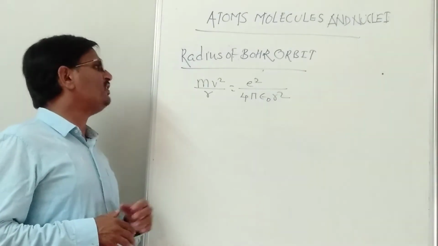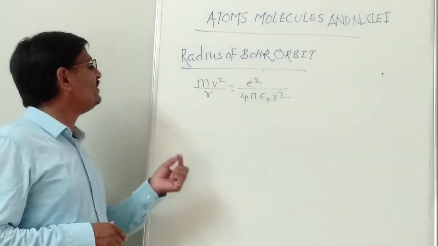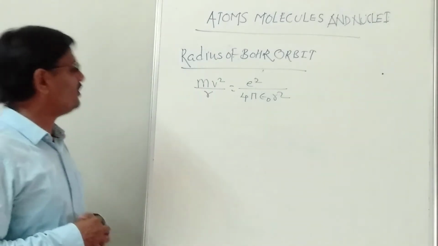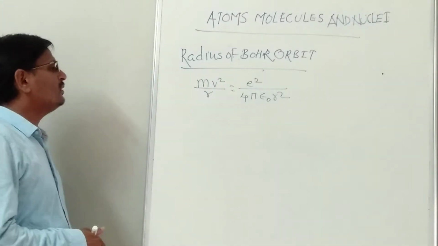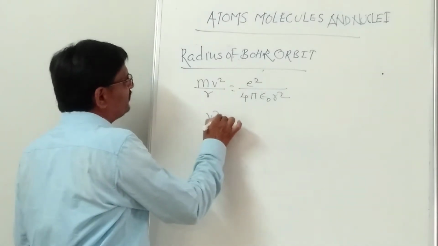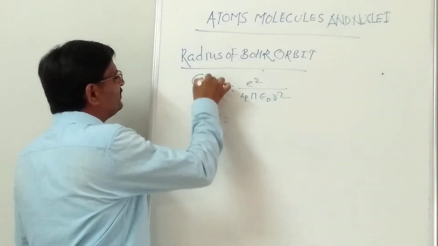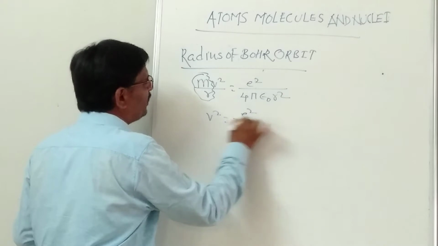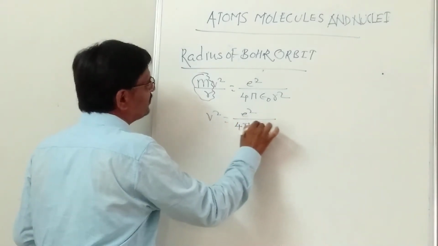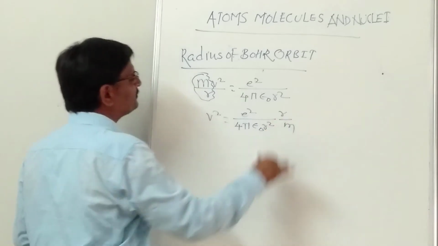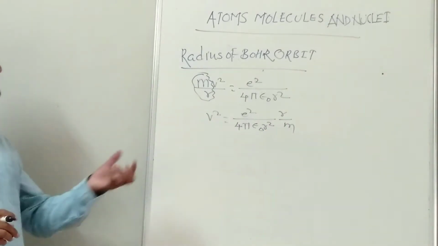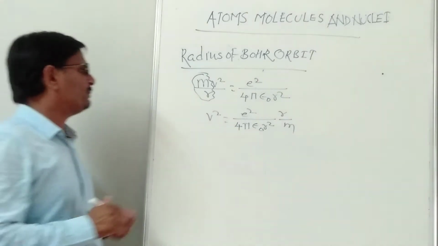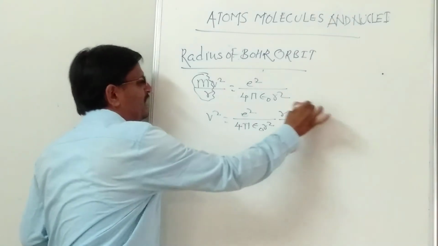According to Bohr's first postulate, I have the right to write what I have written here on the board: mv²/r is equal to e²/4πε0r². v² is kept constant, and the term m/r can be transferred to the opposite side. So v² is equal to e²/4πε0r² times r upon m. Suppose this is equation number 1.